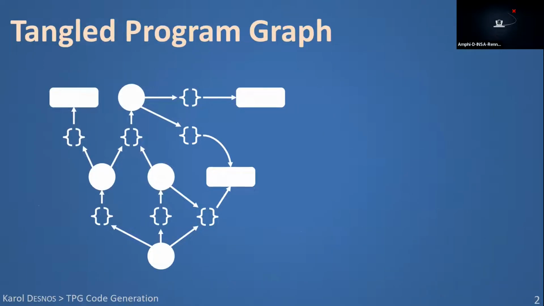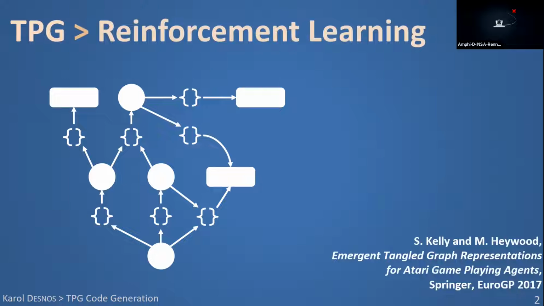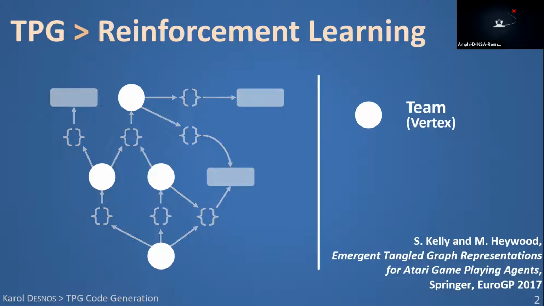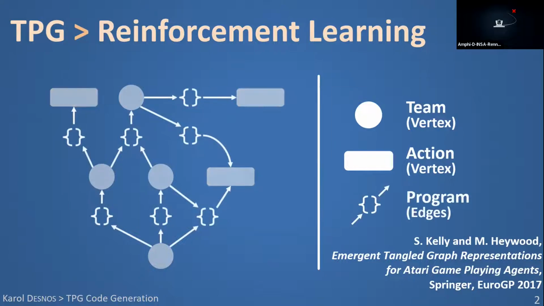A tangled program graph is a graph, and it is a reinforcement learning technique, which we will call for short TPG. This reinforcement learning technique was proposed by Stephen Kelly and Malcolm Haywood back in 2017. In this machine learning technique, you represent your learning algorithm with a graph, which consists of a set of vertices, which we will call teams, a set of leaf vertices, which we'll call the actions of the graph, and a set of edges, which we will call the programs of the graph.